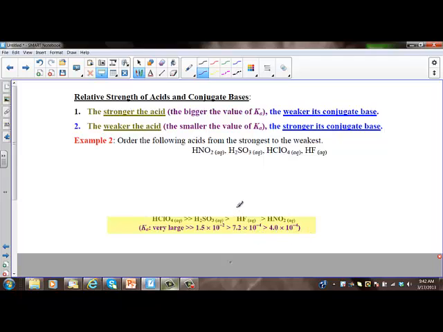Okay, this should make sense to you because HClO4 is one of our strong acids. We know H2SO4 is a strong acid, so this is not H2SO4, but it's actually considered weak, but it's got 2 protons compared to these two that have 1 proton. HNO2 is still considered fairly strong, but HF is definitely weak.